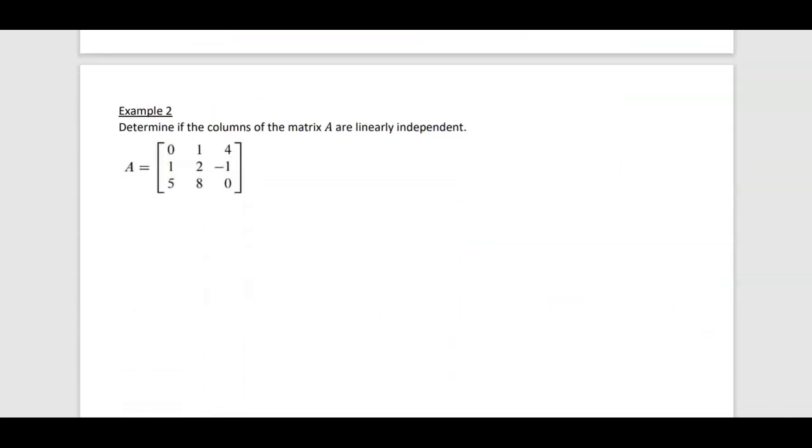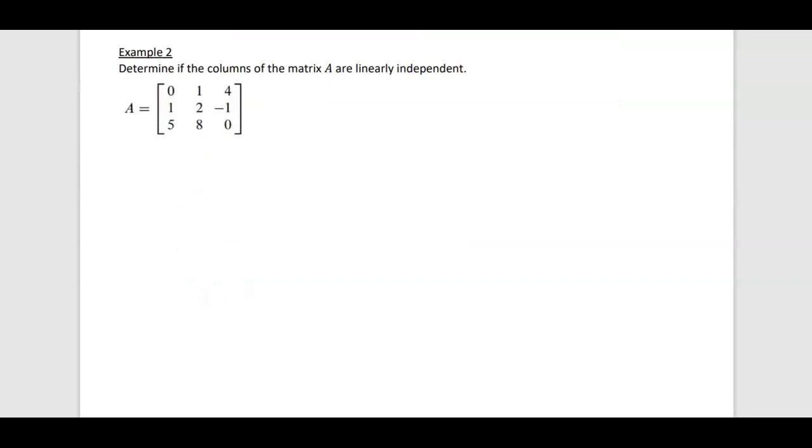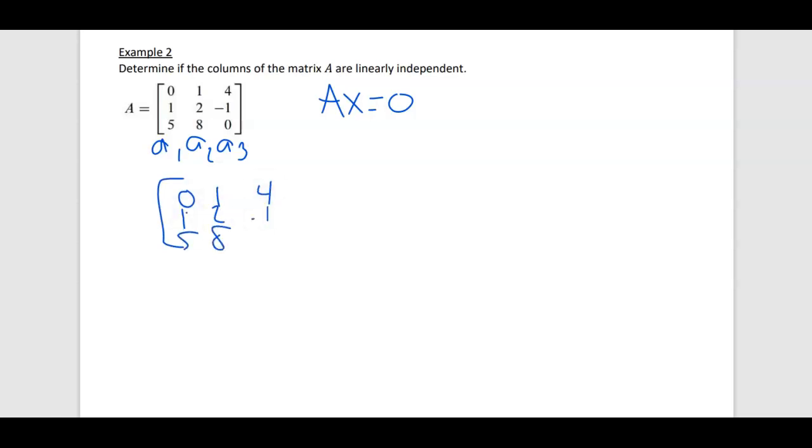So we can do the exact same thing if I needed to find out, are these columns linearly independent? You could rename these if you wanted to, like this is A1, this is A2, this is A3, and I want to know, is Ax equal to 0? So let's go ahead and augment our matrix here with our 0 vector. I'm going to go ahead and switch these two rows.